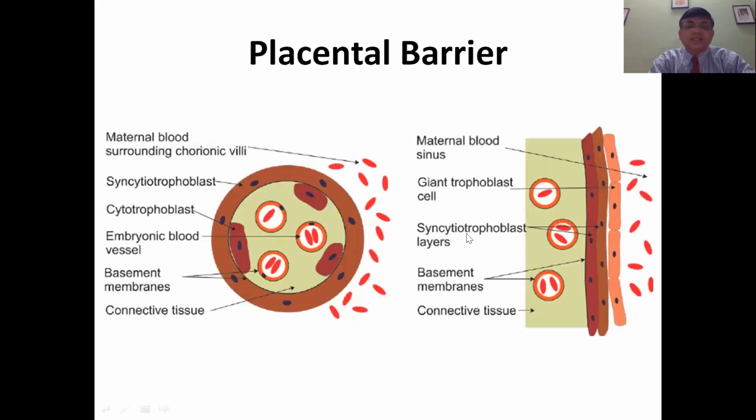Now there is something called the placental barrier. As you know, in the sinuses runs the maternal blood and in the villi runs the fetal blood. There is no direct communication between the maternal and fetal blood. There is a definite membrane which divides the maternal blood from the fetal blood, and that is called the placental barrier. There is no direct exchange or communication or mixing of the fetal and the maternal blood. That is by this placental barrier.